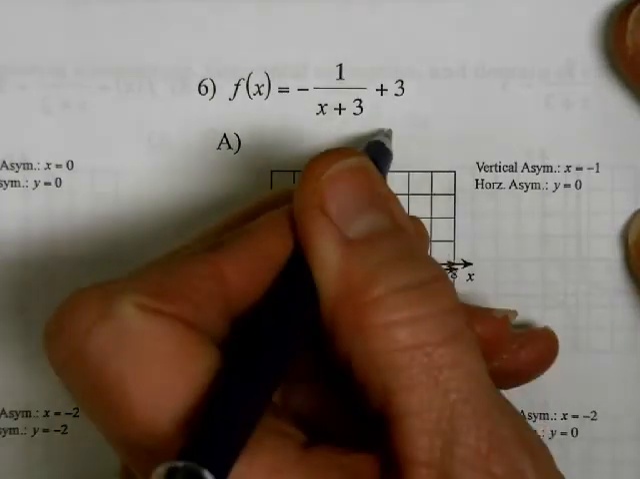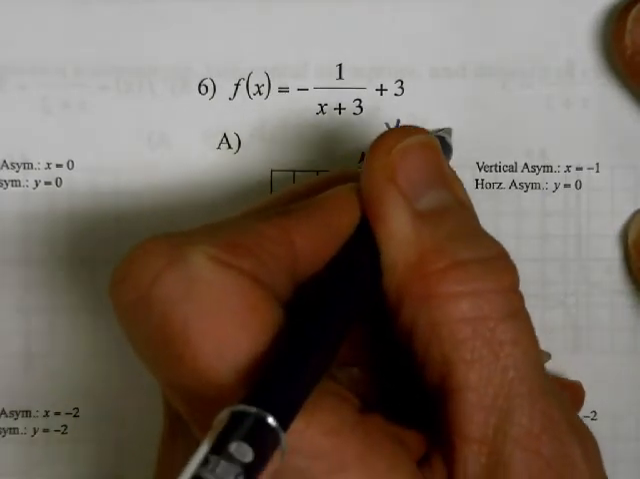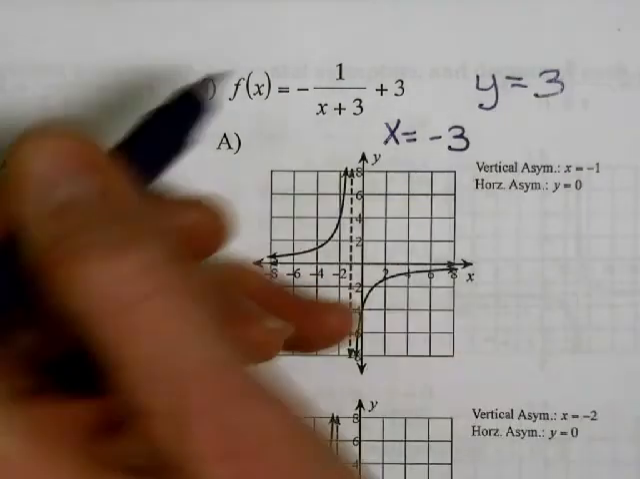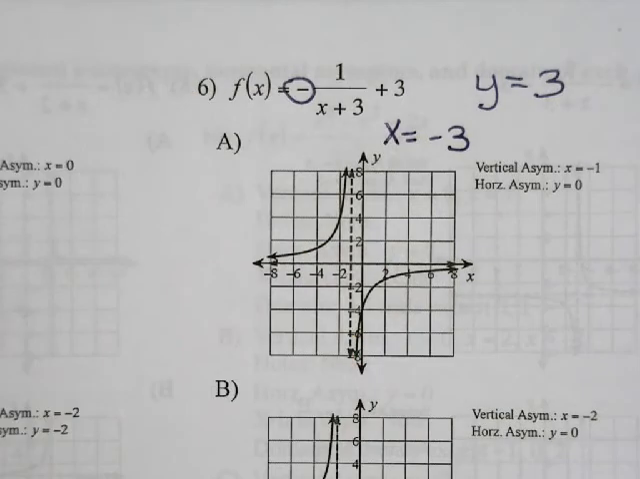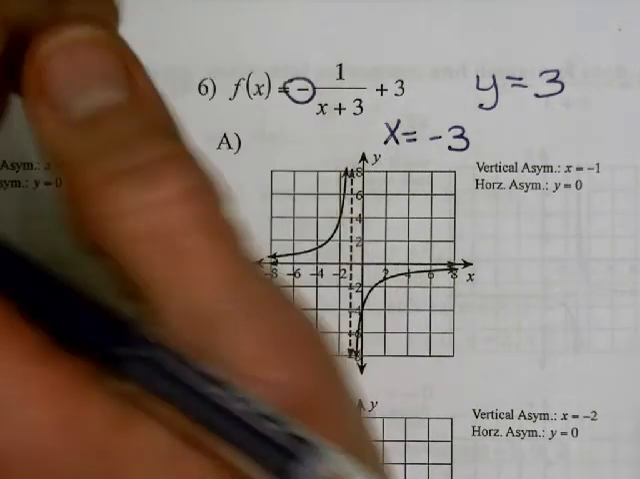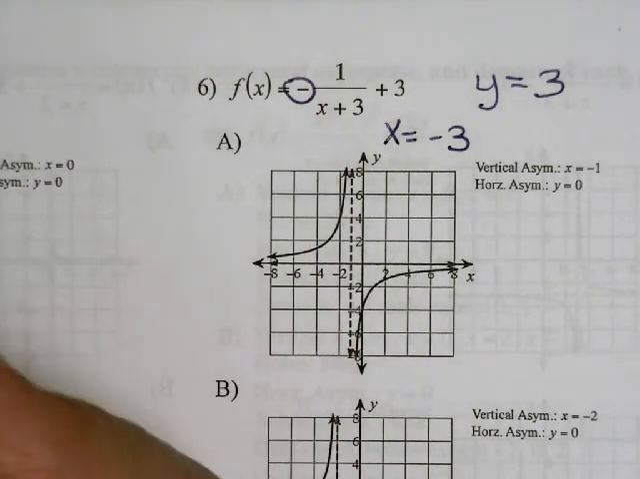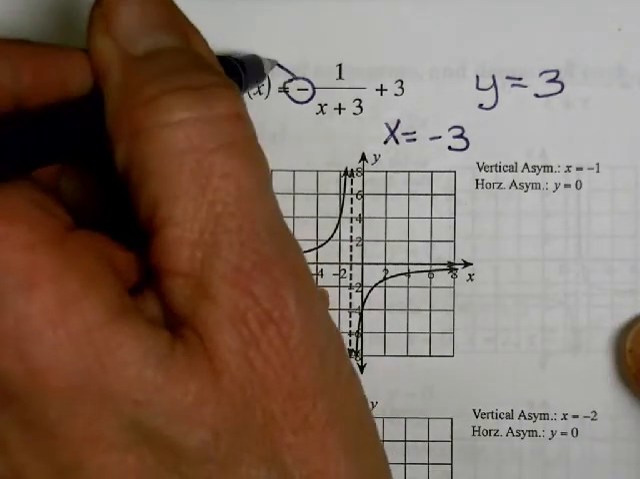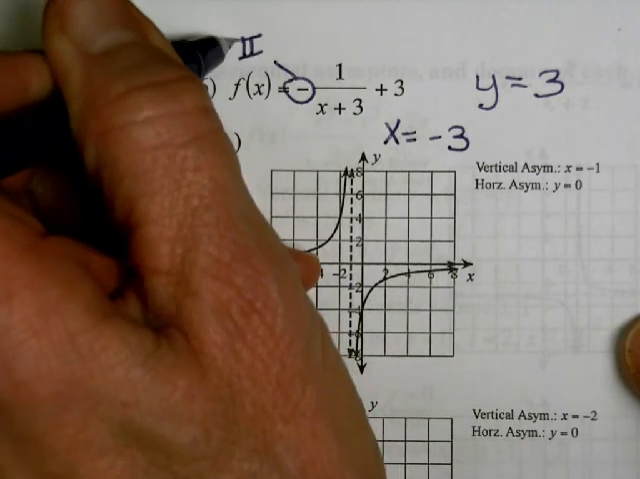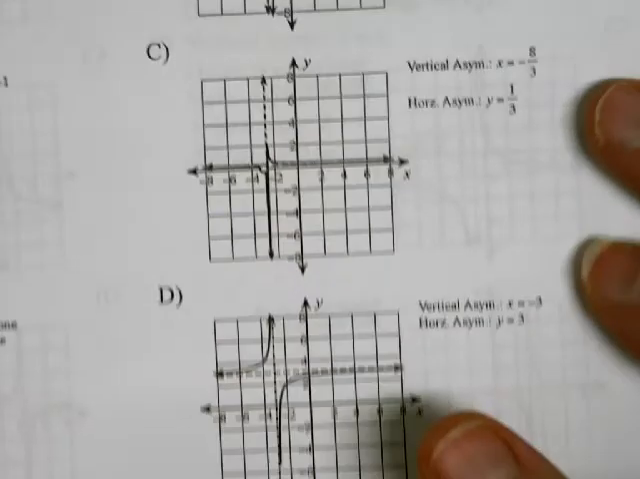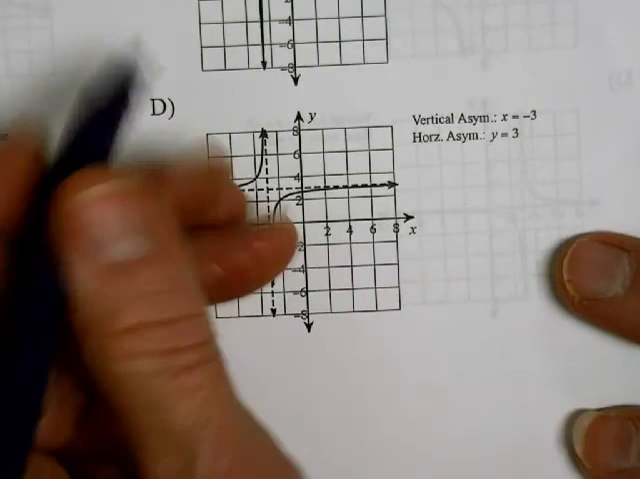For 6, we have a vertical asymptote of x equals negative 3, horizontal asymptote of y equals 3, and we are in regions 2 and 4. I put the x down below because it goes with the denominator, so I'm being dramatic on that. And the y is out to the side. So I've got to go in regions 2 and 4 and negative 3, 3. So A's out, B's out, C's crazy, B is it.